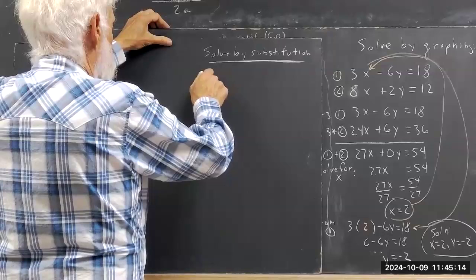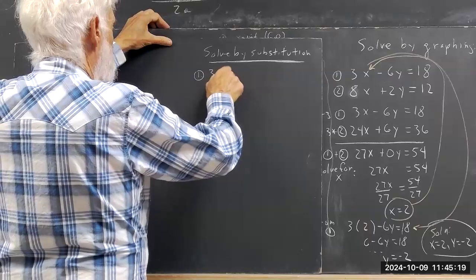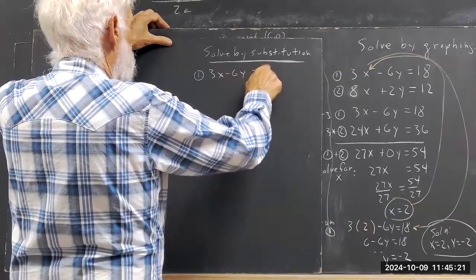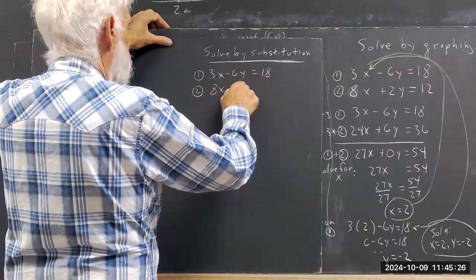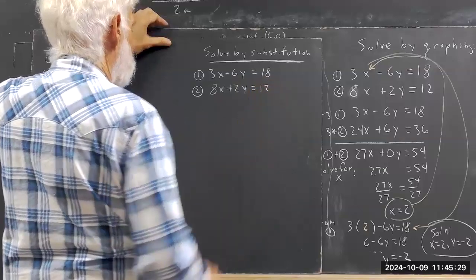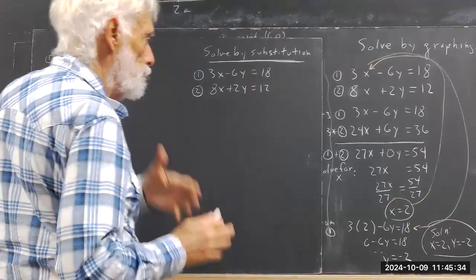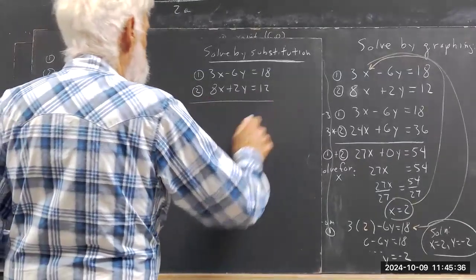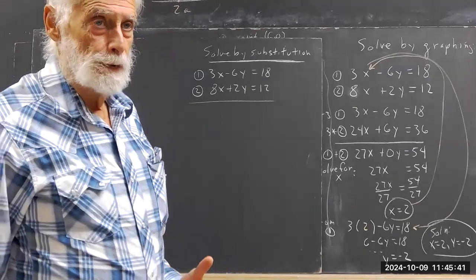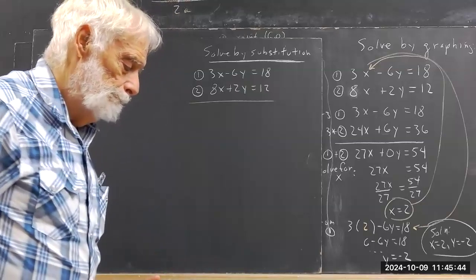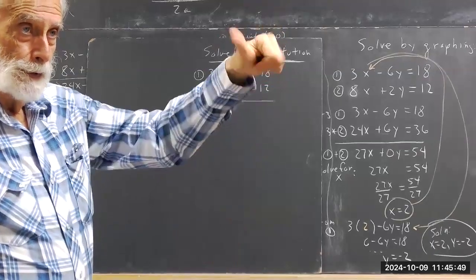Okay. So we're going to do the same thing. We have equation 1, 3x minus 6y equals 18. Equation 2, 8x plus 2y equals 12. Now what we do is we're not going to do multiples of the equations. First thing we're going to do is solve one of the equations for one of the variables. So I'm going to let you vote which equation you want to solve. First equation, second equation.